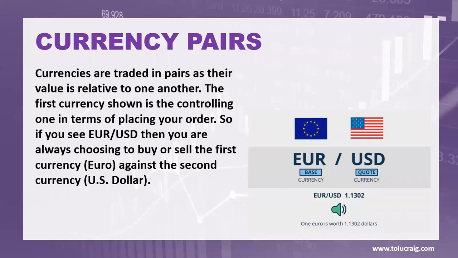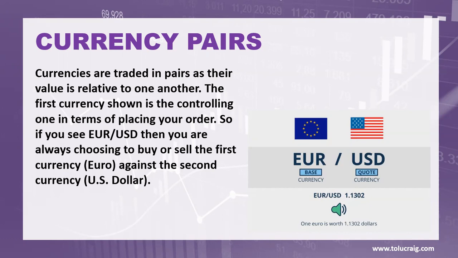So the first currency shown is the controlling one, okay, in terms of placing your order. For example, if you see Euro USD, then you are always choosing to buy or sell the first currency, which is Euro, against the dollar. In this example, what we have here is Euro USD. So Euro is our base currency, while USD is our quote currency.